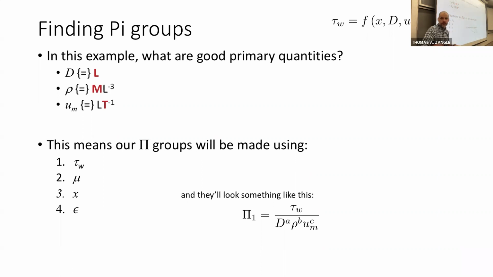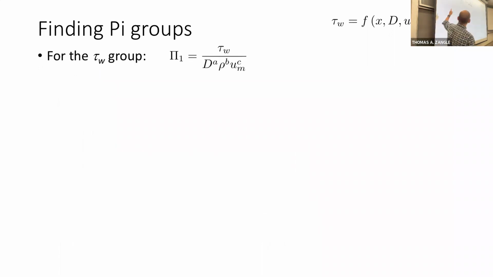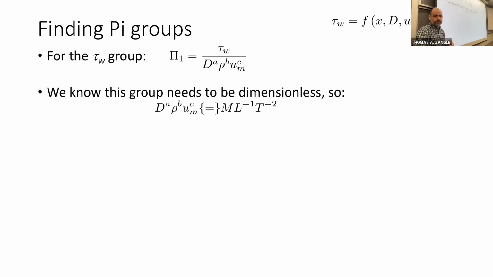Okay, so the way we're going to do this, right? We know for this tau wall group that it has the form tau wall over d to the A, rho to the B, u to the C. And now we're going to plug in the known dimensions of each one of those quantities, and we're going to basically create a set of equations for A, B, and C. So we know it needs to be dimensionless. So whatever this thing is, d to the A, rho to the B, u to the C, has to have the same dimensions as tau wall, which is mass per length times time squared.